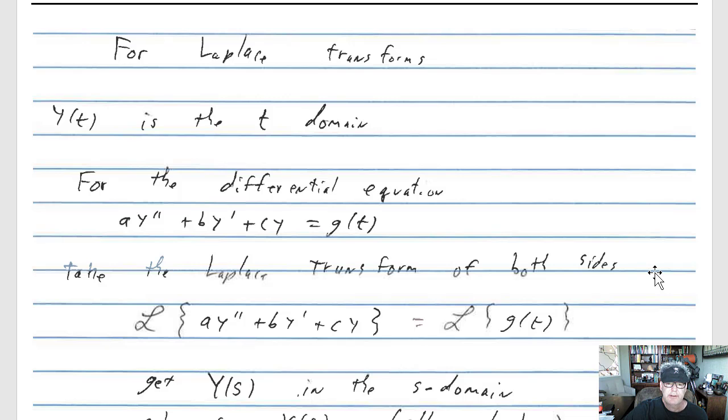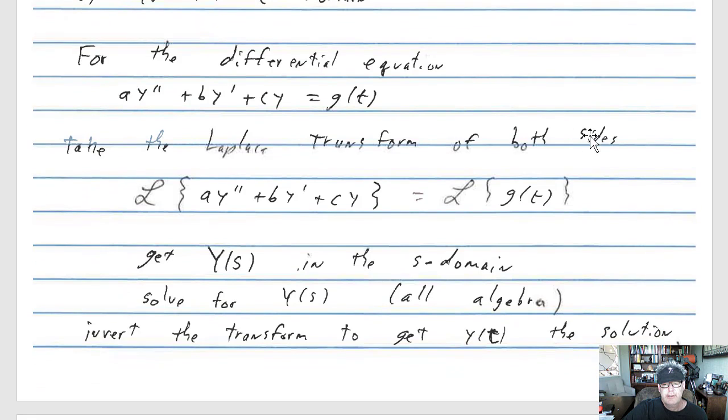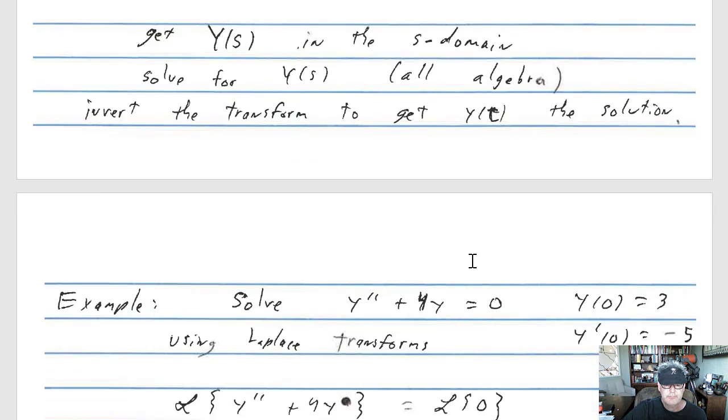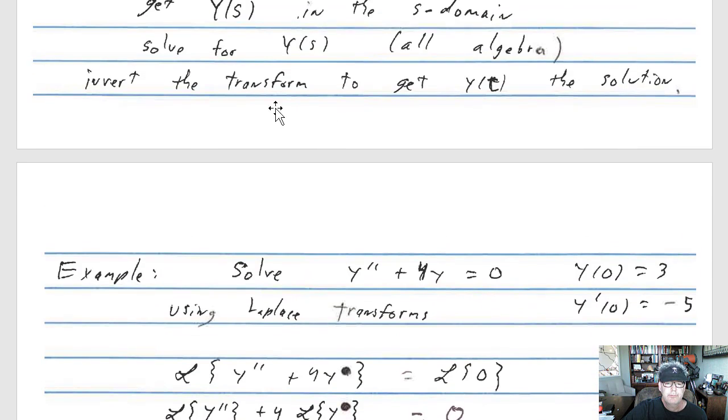That's the analogy. For Laplace transforms, what we're going to do is have a differential equation with y, which we often say is in our t domain, and then we take the transform of both sides. So we have an equation, and then we're going to get this Y of s in the s domain, solve for Y of s, and that only requires algebra once the table's been made. And then if you invert the transform, you get your solution.